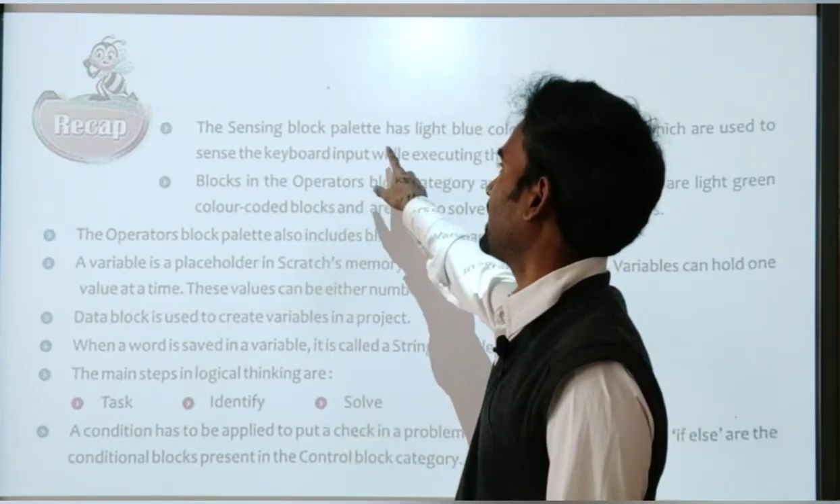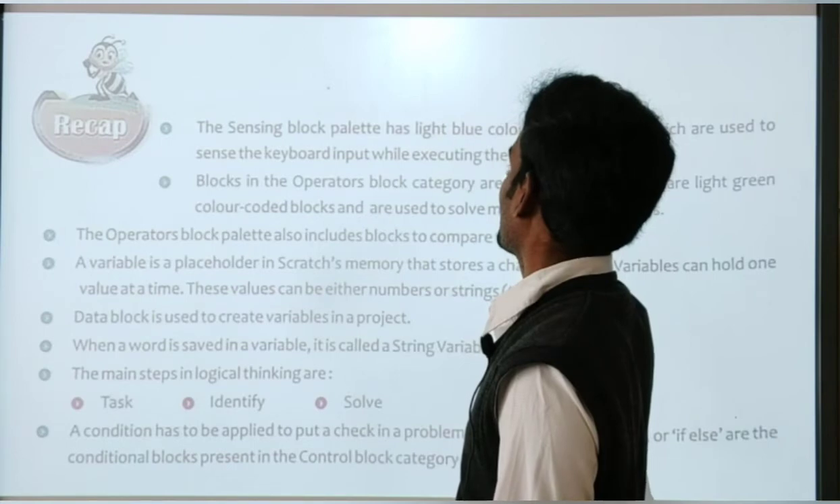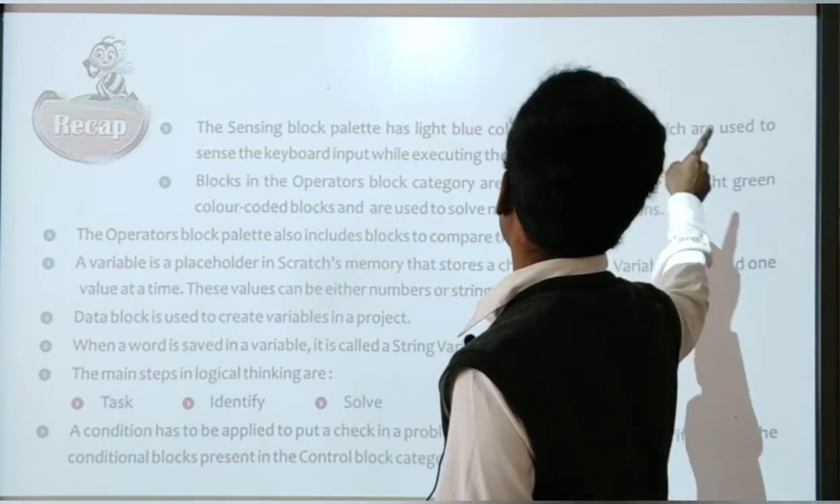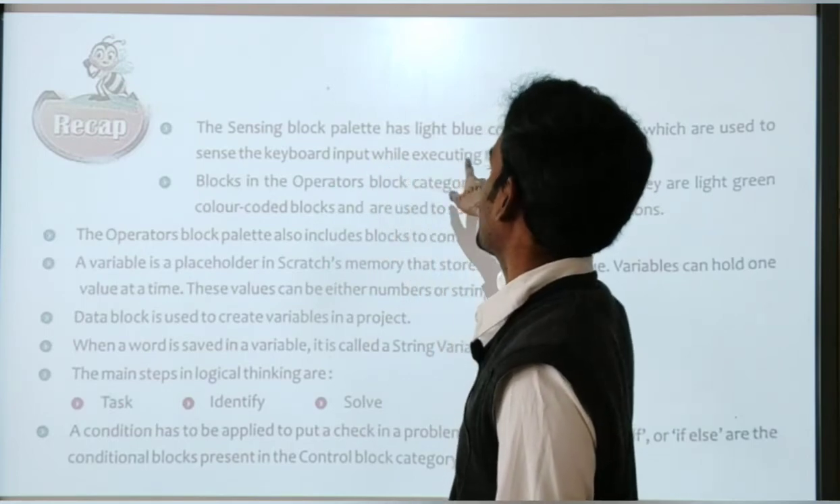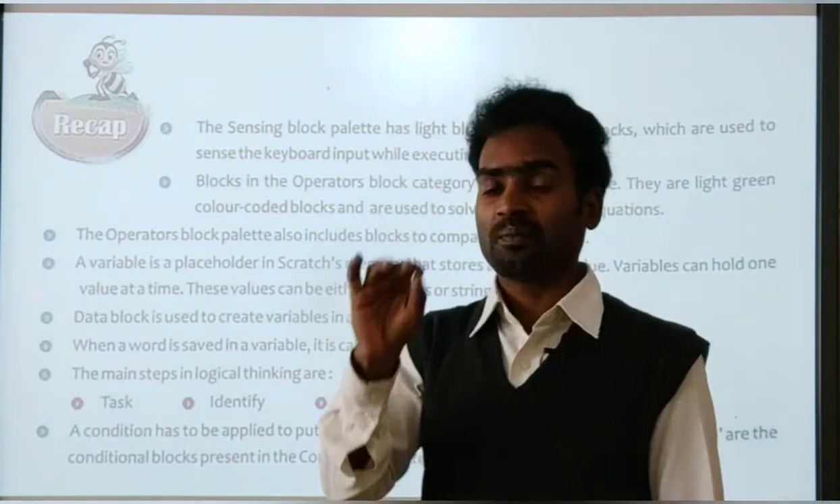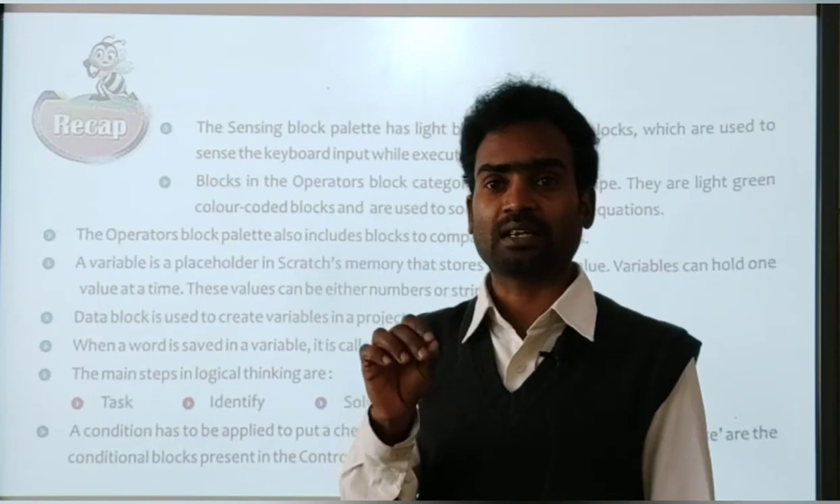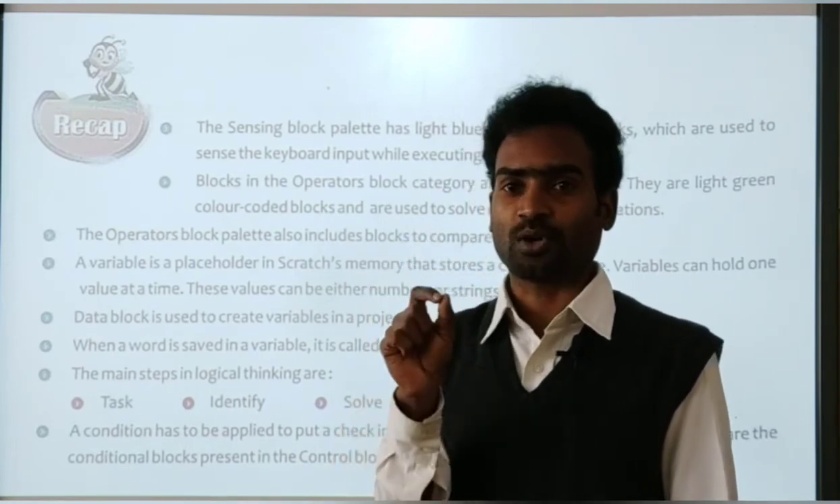The sensing blocks are highlighted as light blue color coded blocks, which are used to sense the keyboard input while executing the sprite. So you know that whenever we type on the keyboard, it is a sensing block.